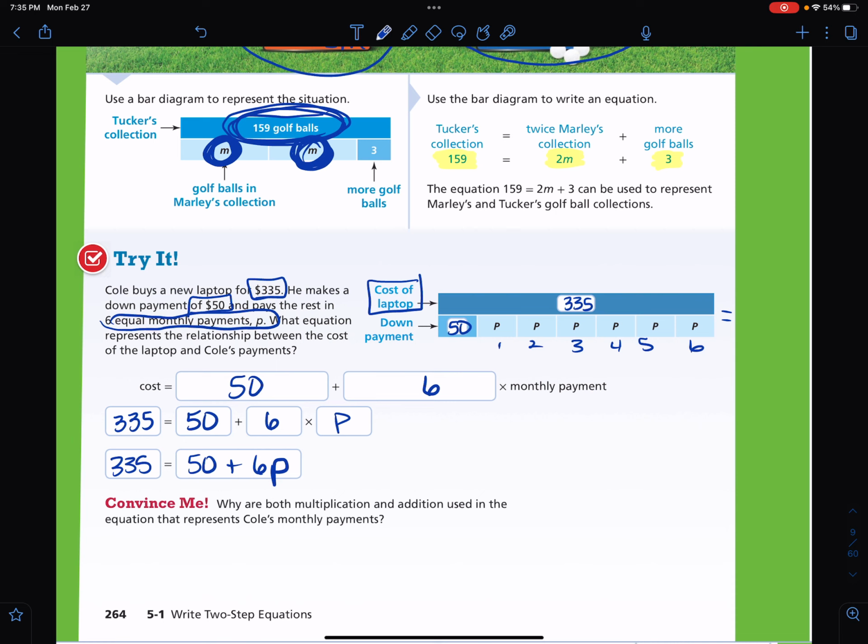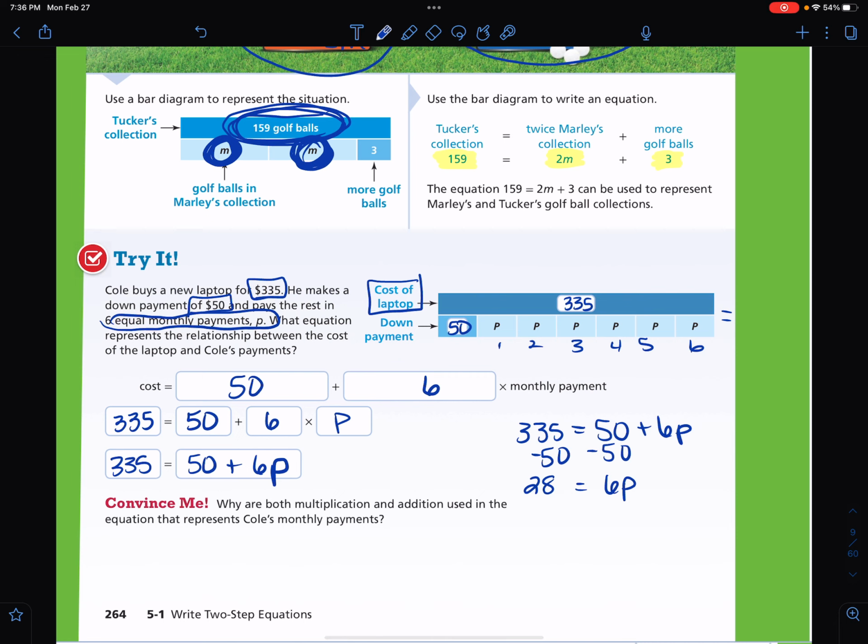So let's go ahead and solve it. Let's see if it comes out even, because I don't think the book is planning for that. So 335 equals 50 plus 6P. So we'll subtract 50 from both sides. Ooh, I'm going to mess that up. 6P equals 335 minus 50. You can hear me getting my phone out to use the calculator just so that I don't make any careless errors while I am recording.